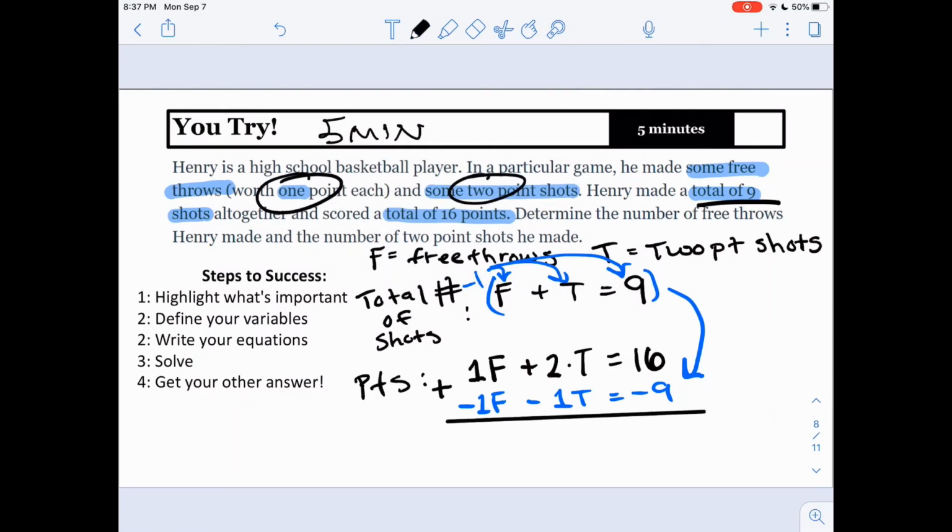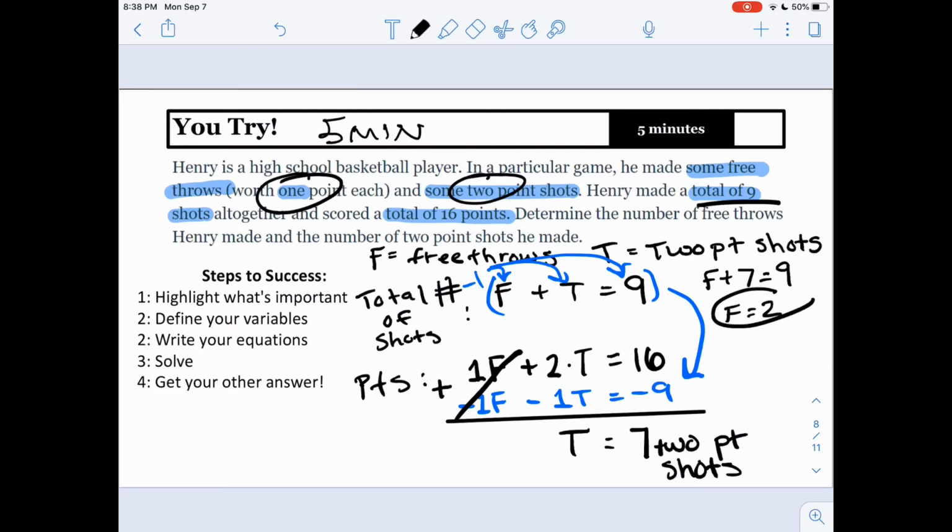Now let's add the two equations together. 1 minus 1 is 0. 2 minus 1 is just 1T. 16 minus 9 is 7. So we see he made 7 2-point shots. To get our other answer, we're going to look back at the first equation and see that if he made 7 2-point shots, then he had to have made 2 free throws.